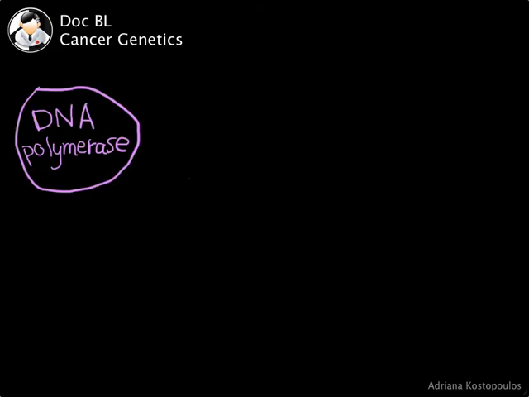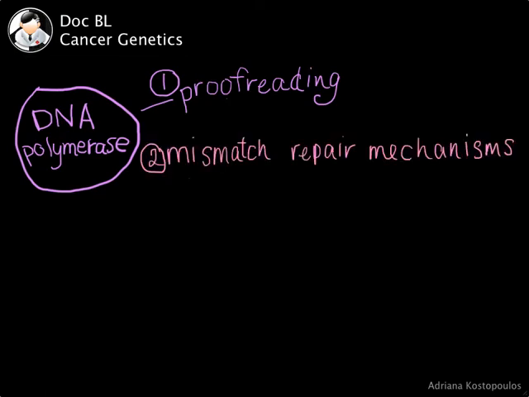DNA polymerase is responsible for DNA replication, and it does a really good job, but sometimes it makes mistakes. These mistakes are fixed by DNA polymerase's proofreading abilities. After replication, the cell has its own way of checking for errors, and that's through mismatch repair mechanisms.